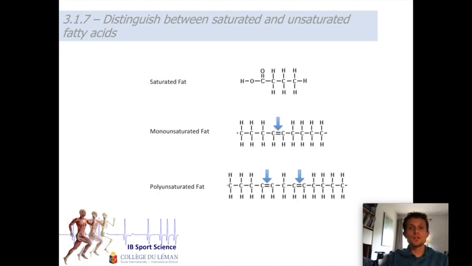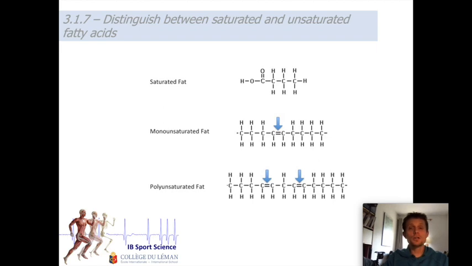Unsaturated fatty acids, on the other hand, where there's a double link between the carbons in the chain, there's also going to be a slight change in angle of that fatty acid chain. This means that when they sit together, they don't sit together quite as closely, meaning that it's not quite such a concentrated store of energy.